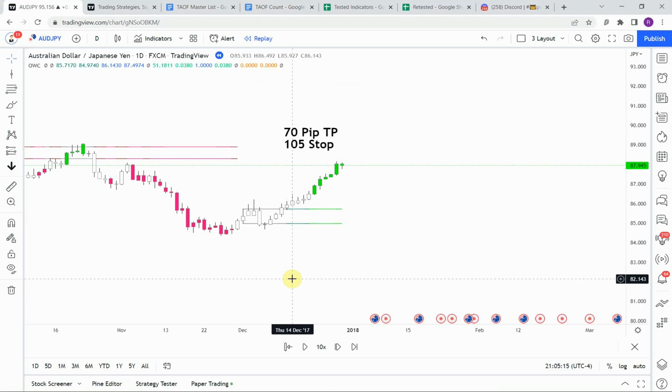Today we will be testing the Oscillator Workbench indicator.